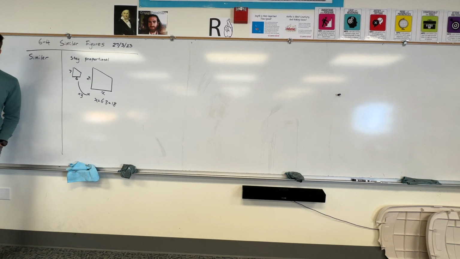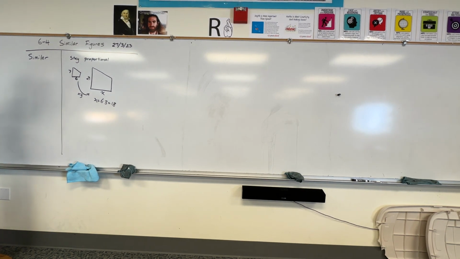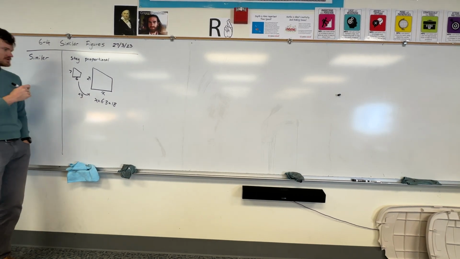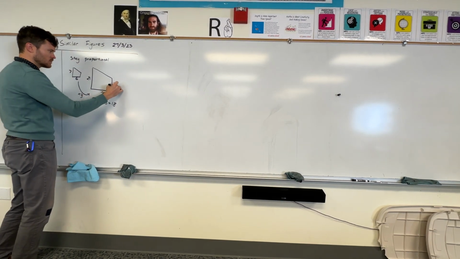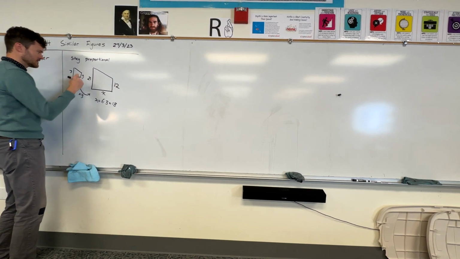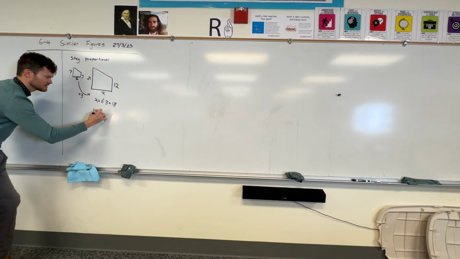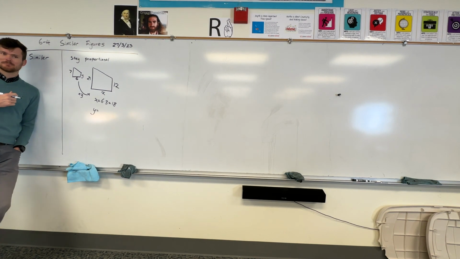Okay. What if I give you something a little bit trickier? What happens if I give you something that looks like this? What happens if I give you a 12 right here and I put a Y right there? Then how would I find Y? Divide by 3 and it's 4!